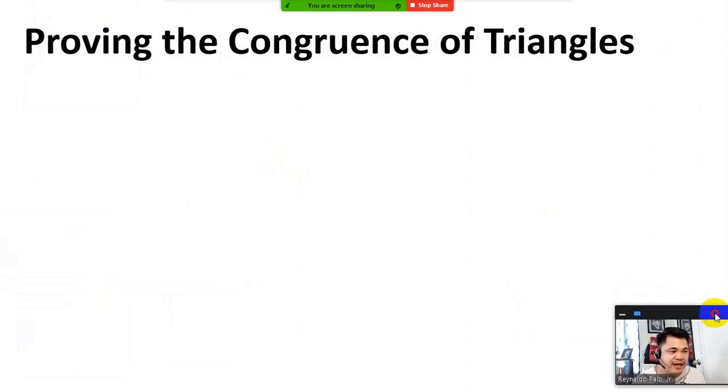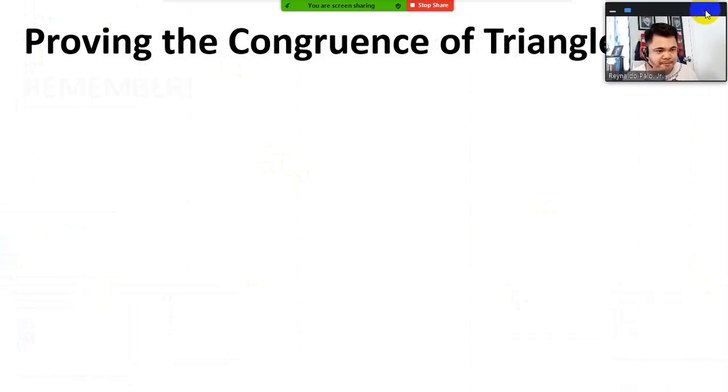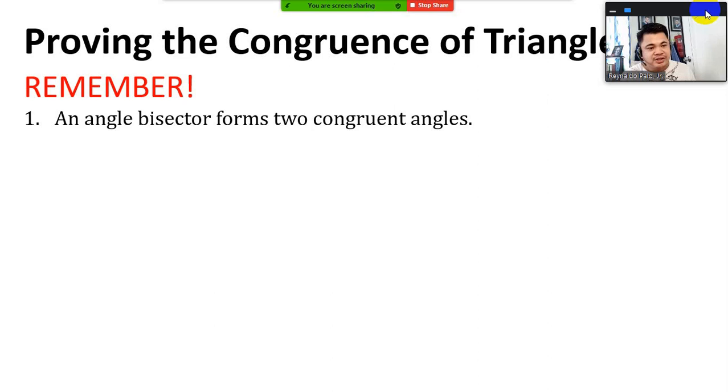But before that, please remember the following. These are postulates that we can use as reasons or as proof of the statements. Again, these are postulates. Other than the postulates that we discussed, these are premises that we can use so that we can prove the congruence of triangles with a specific postulate, such as SSS, ASA, SAS, AAS, or CPCTC.